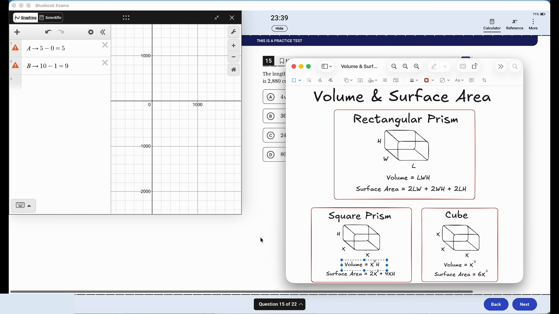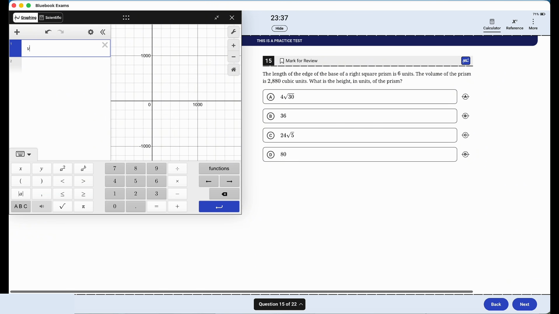It's just x squared times h, right? So let me put that into Desmos. V equals x squared times h. And you see, they're telling me these things. They tell me that the edge is going to be 6, and they're telling me that the volume is 2,280, and they want me to figure out the height, right?